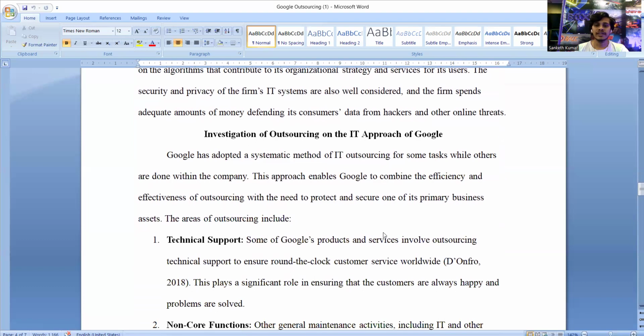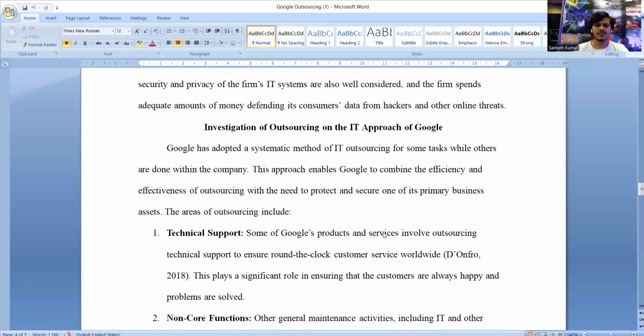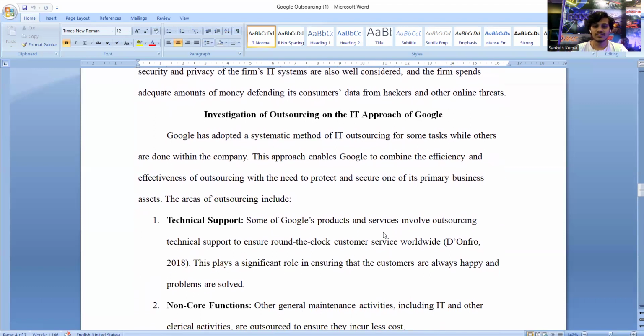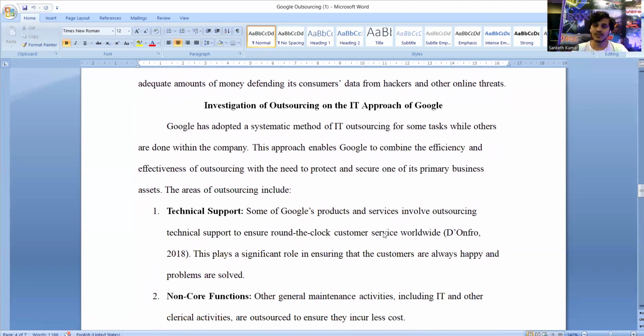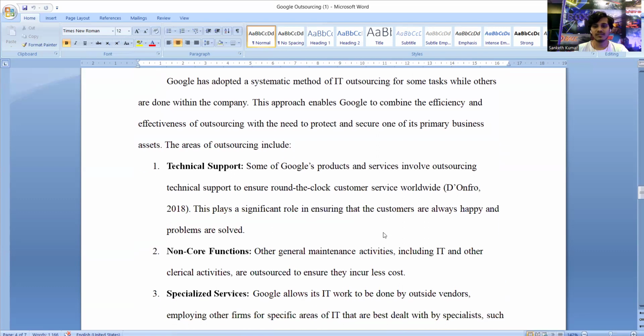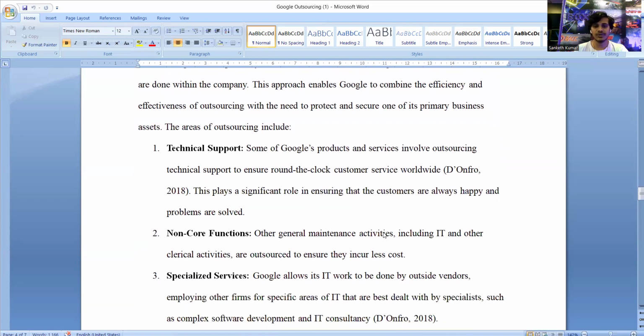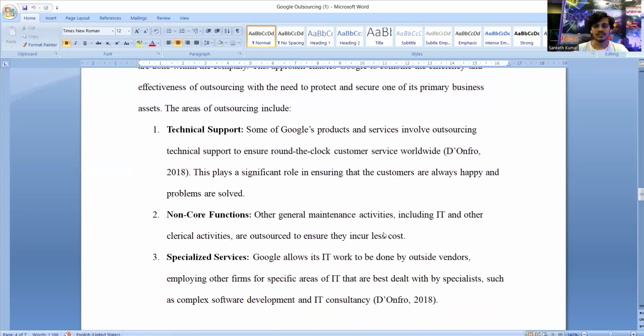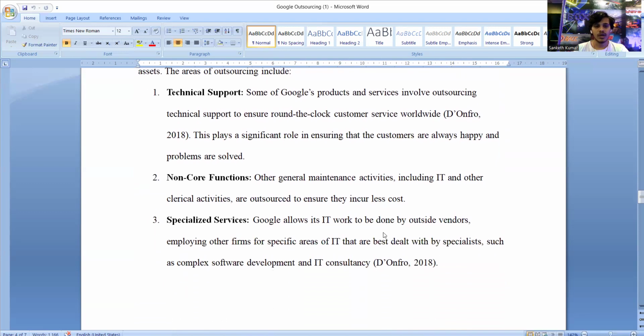Investigation of outsourcing in the IT approach of Google. Google has adopted a systematic method of IT outsourcing for some tasks while others are done within the company. This approach enables Google to combine the efficiency and effectiveness of outsourcing with the need to protect the security of one of its primary business assets. The area of outsourcing includes technical support. Some Google products and services involve outsourcing technical support to ensure round-the-clock customer service worldwide. This plays a significant role in ensuring the customers are always happy and problems are solved.